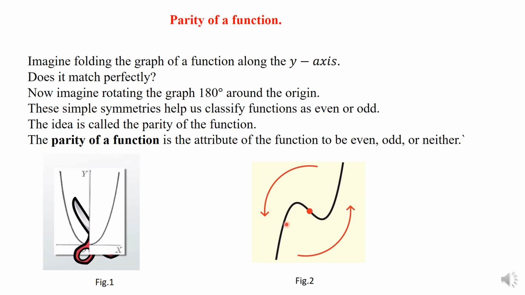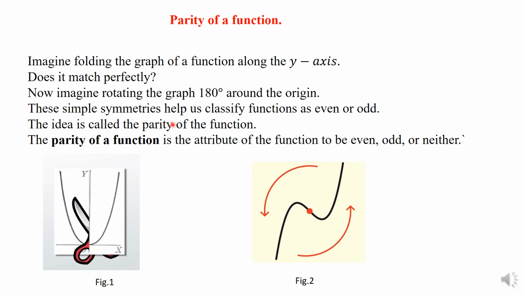Another thing is rotating the graph 180 degrees around the origin. Imagine that this is the origin. If you rotate this graph around the origin for 180 degrees, if the left side overlaps the right side, this means that the graph has the origin as its center of symmetry.